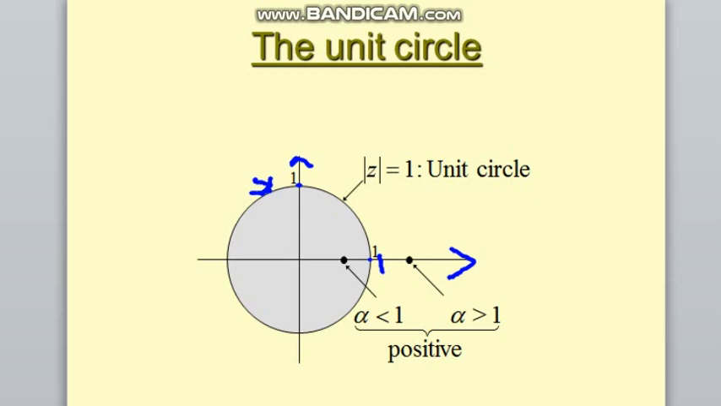If the value of alpha is less than 1, that means it is bounded by the circle, that is a bounded circle. And if it is greater than 1, that is outside the circle, that is not bounded by the Z transform.